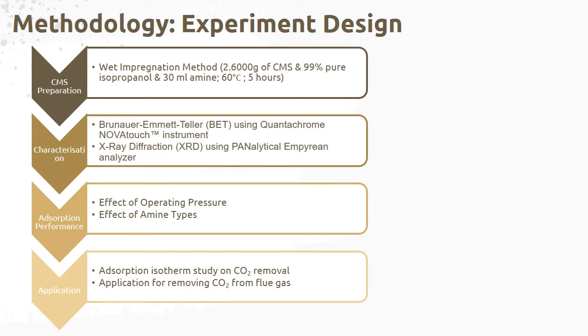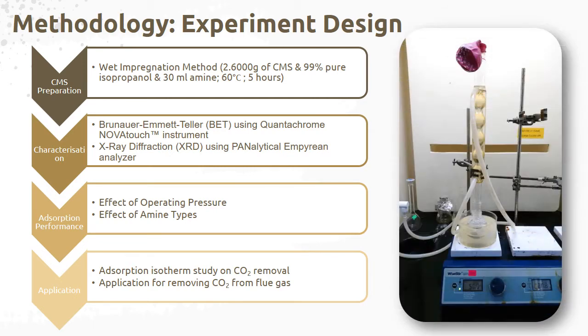The experiment started off by preparing the commercially available CMS for amine impregnation. 2.6 grams of CMS was added to the isopropanol solvent and agitated. Then the mixture was poured to a round bottom flask containing 30 ml of amine solution as displayed in the image. After stirring, the solvent was dried in a rotary evaporator at 60 degrees Celsius for 5 hours.